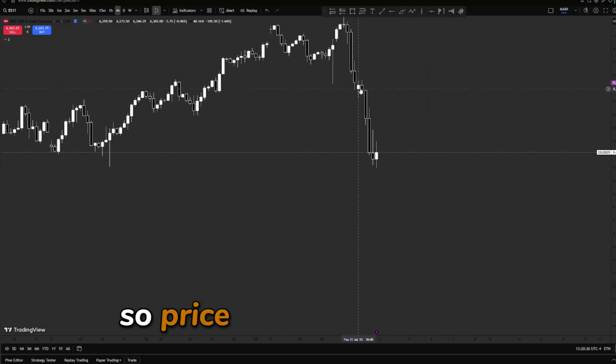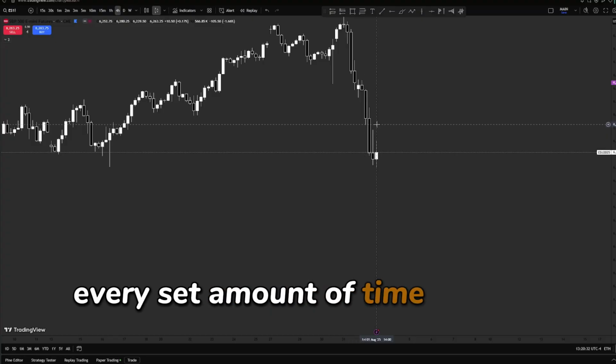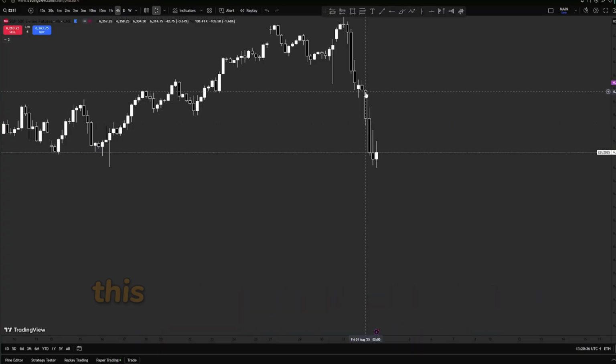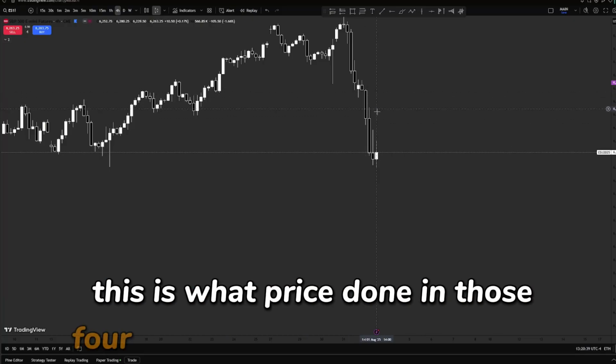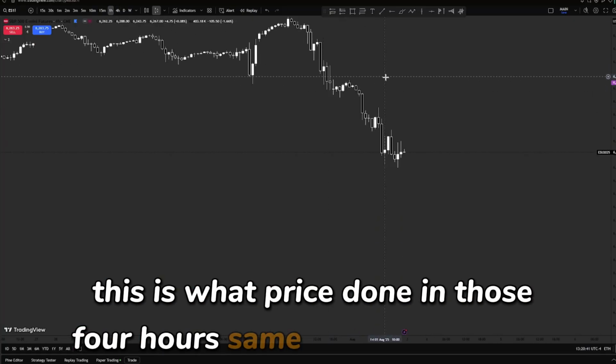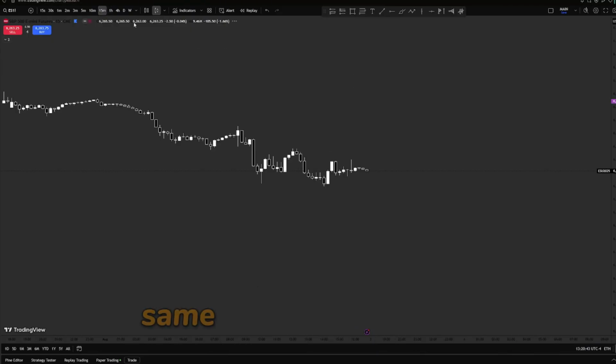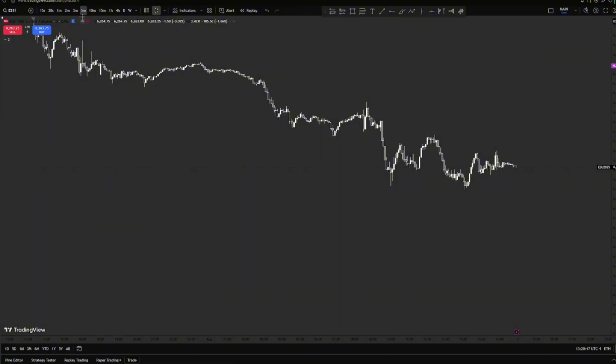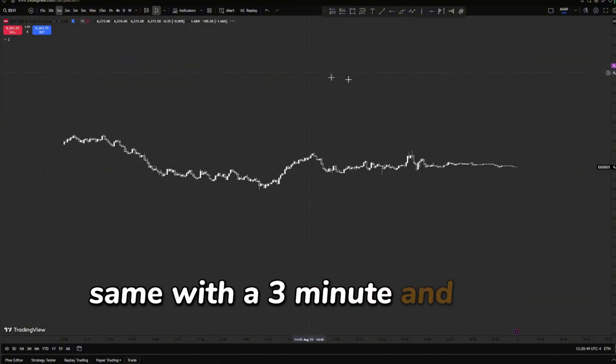So price moves in this range every set amount of time. So in this particular case, the 4 hour, this is what price did in those 4 hours. Same with the 1 hour, same with the 15 minute, same with a 5 minute, same with a 3 minute, and same with a 1 minute.